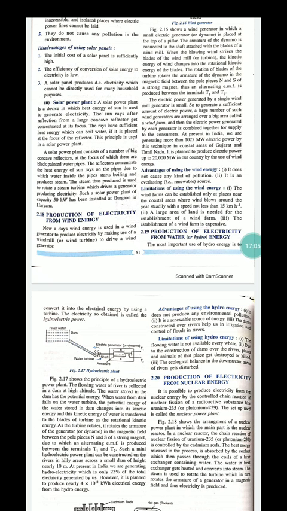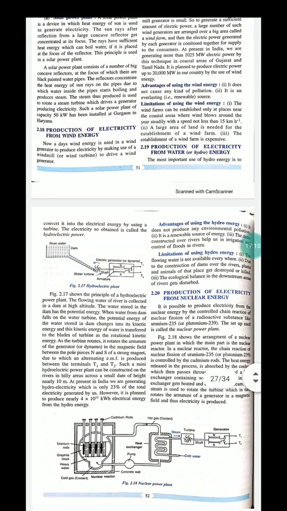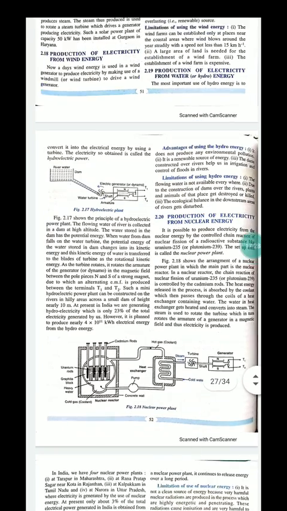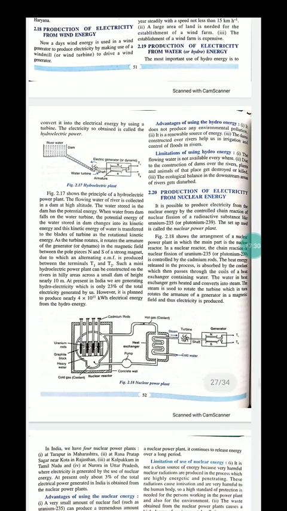Production of electricity from water, that is hydroelectric power. What are its advantages? It does not produce any environmental pollution. It is a renewable source of energy. The construction of dams over rivers helps in irrigation and control of floods in rivers, but it also has limitations. The flowing water is not available everywhere.